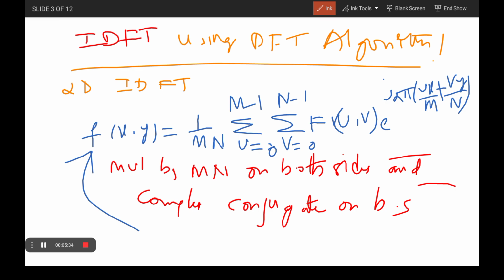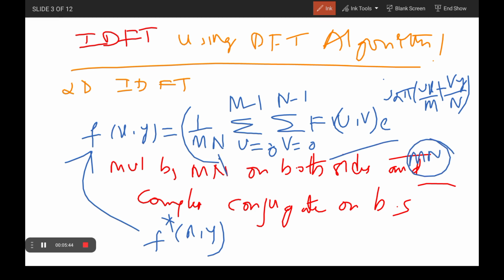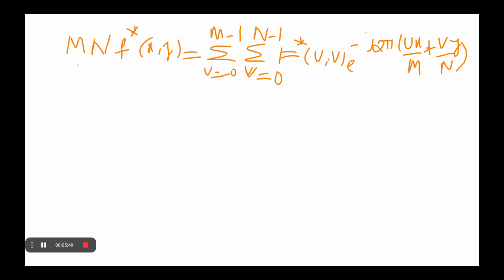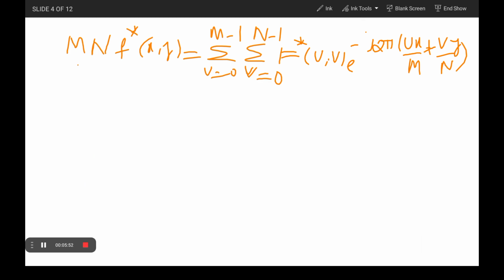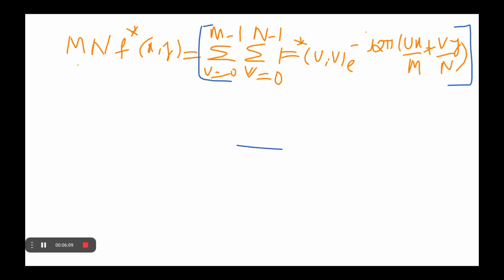Obviously, the conjugate of f of x comma y is f conjugate of x comma y. If you are multiplying this complete equation with MN, the MN is cancelled here. So you will get the equation in the form like this. This is the equation if you are taking the complex conjugate of the above equation. Now, if you closely observe this one, it is similar to the 2D discrete Fourier transform formula for F of u comma v. Let us see here. We will observe this equation.